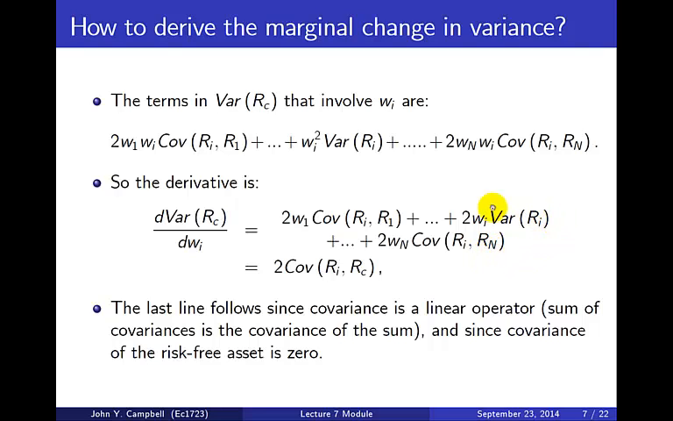Now if we evaluate this sum of terms here, we're just going to get twice the covariance of Ri and Rc. Well, why is that? That's because the sum of all these covariances is the covariance of the sum. And what's the sum in here? Well, we've got W1R1, W2R2, WiRi, and so on, all the way up to WnRn. That's just the overall return, Rc. Okay? So that shows you that the marginal effect of a change in portfolio weight on the portfolio variance is twice the covariance of Ri and Rc. Okay, so what should we do with that result? Let's go on.